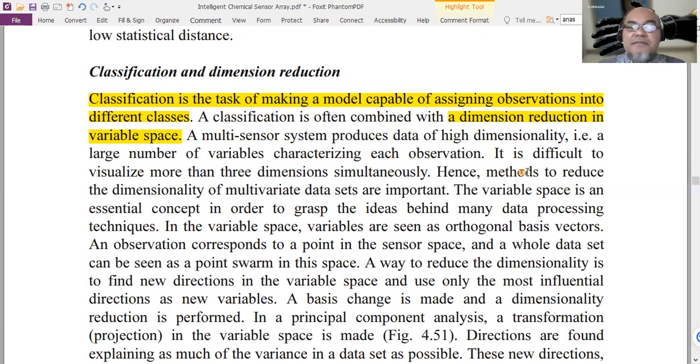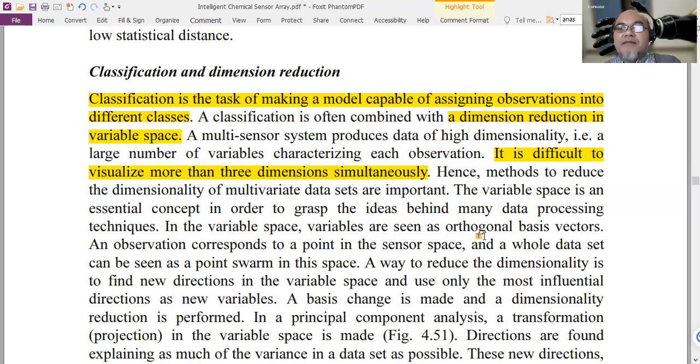Characterizing each observation. However, for us, usually our observation is limited to only 3 dimensions simultaneously. That is why usually it is wise to reduce the dimension first. It is difficult to visualize more than 3 dimensions simultaneously.